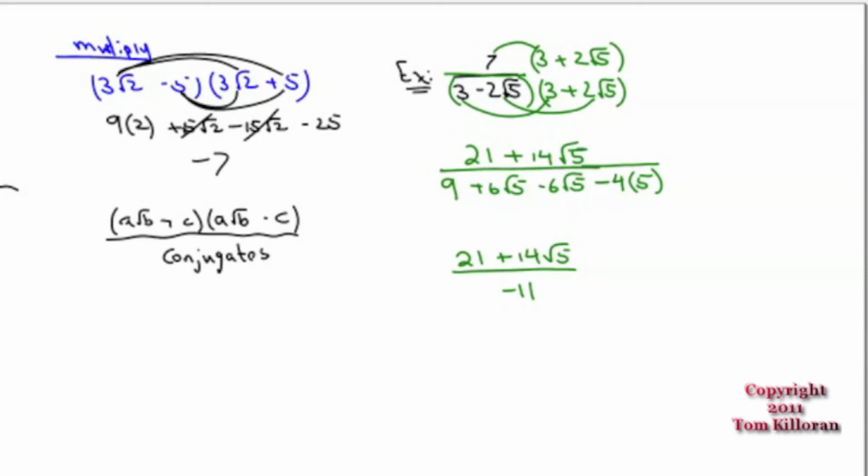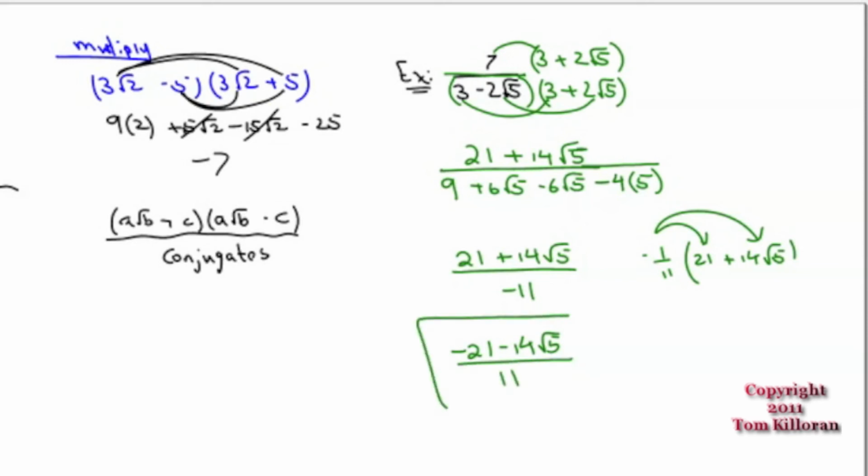Because technically this is negative 1/11 times 21 plus 14 square roots of 5. So I can take that negative 1 and just distribute it across the top. And that way the negative doesn't get lost. So I would write this as negative 21 minus 14 square roots of 5 divided by positive 11. And that way the bottom isn't negative. And you really don't want to leave negative numbers in the bottom. It's kind of like leaving negative exponents. But don't treat them the same.